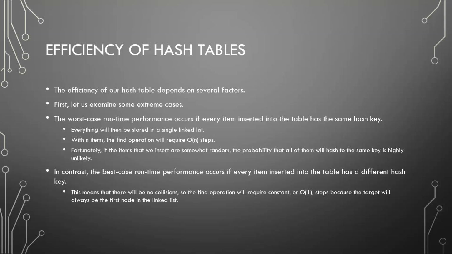In contrast, the best runtime performance occurs if every item inserted in the table has a different hash key. This means there are no collisions, so the operation will require a constant, or big O of 1, steps because the target will always be the first node in the linked list. So literally, let's say you have an array, because we're using arrays and linked lists again, let's say an array of size 50. And let's say we put 50 elements in that array. Well, each element that we put in there ended up with its own value, so it's at its own spot within the array. So you have 50 linked lists, all size 1.